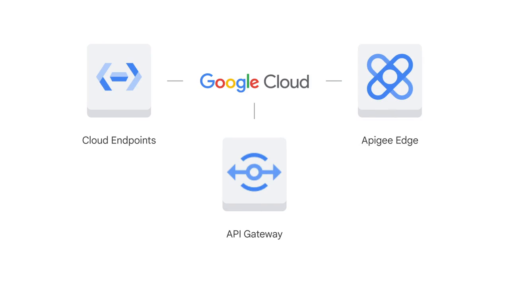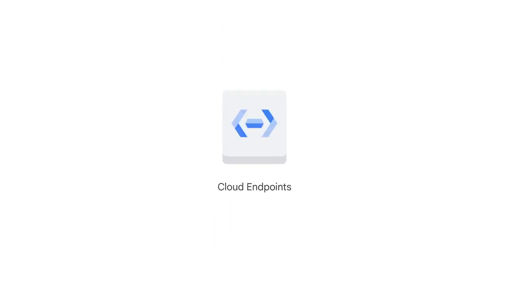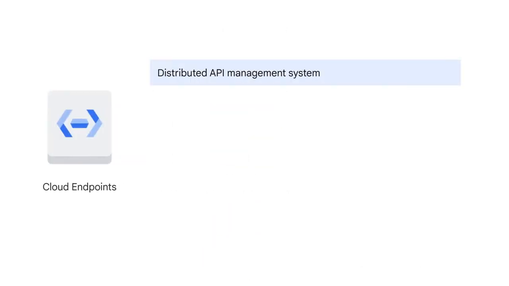Supporting an API is a very important task, and Google Cloud provides 3 API management tools: Cloud Endpoints, API Gateway, and Apigee Edge. Cloud Endpoints is a distributed API management system that uses a distributed Extensible Service Proxy, which is a service proxy that runs in its own Docker container. The goal is to help you create and maintain even the most demanding APIs with low latency and high performance.